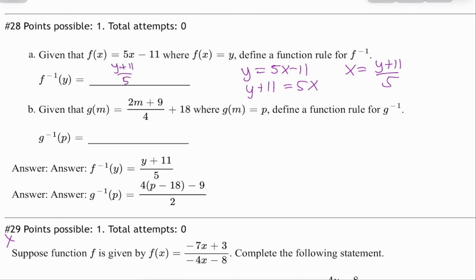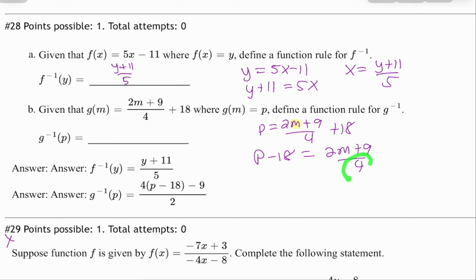Now, in B, we want to rearrange it to solve so that we have a function of p. Okay, so let's make it that p equals 2m plus 9 over 4 plus 18. I just rewrote it, equal to the variable they talked about, p. And then I'm going to solve for the opposite variable. So let's just solve for m. First thing you got to do is subtract 18. So we're going to get p minus 18 equals 2m plus 9 over 4.